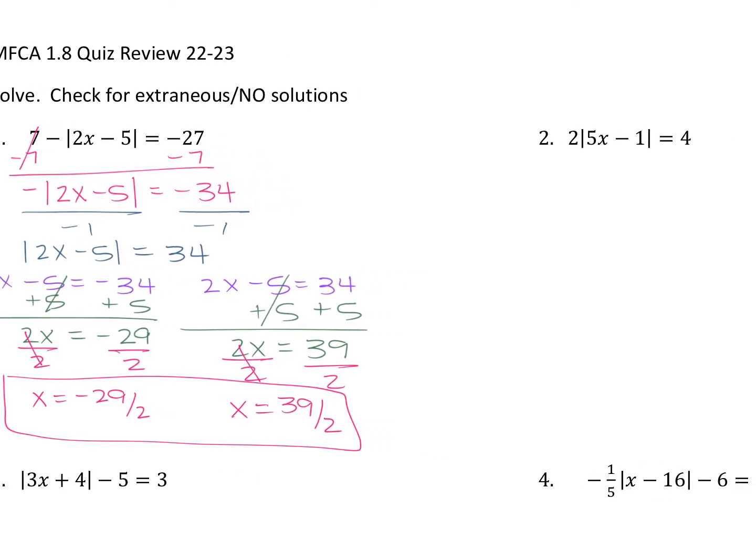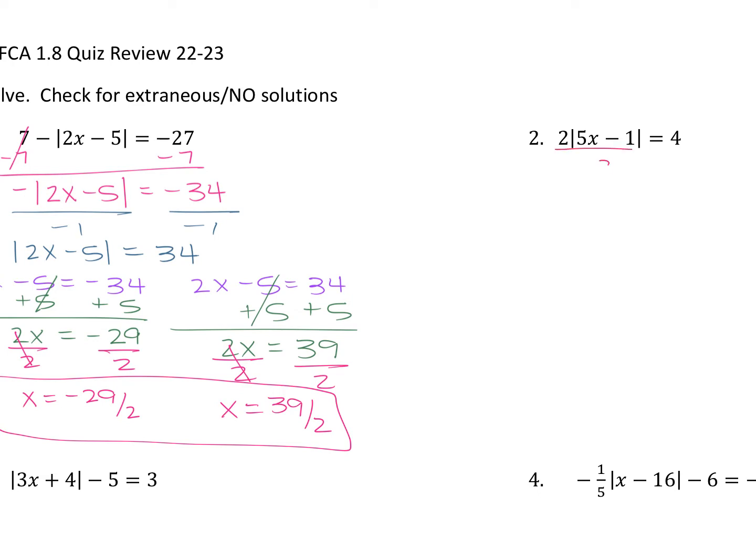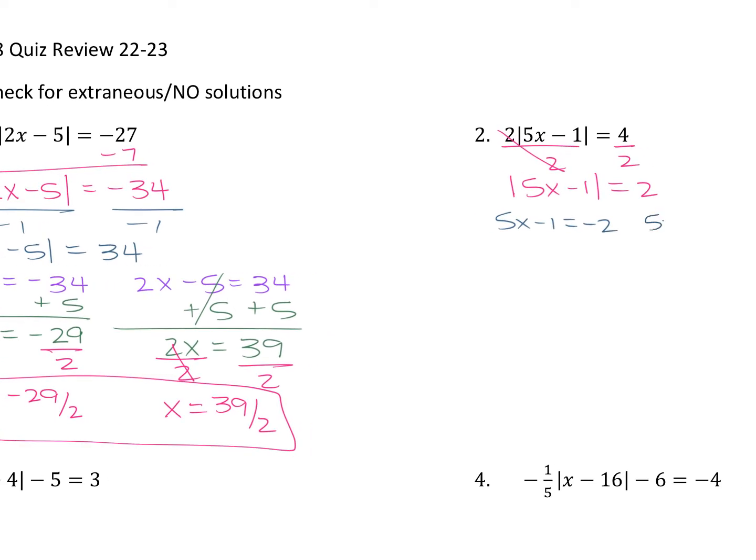For number 2, you're going to start this one by dividing each side by the 2. So that's going to give you the absolute value of 5x minus 1 is equal to 2. Your absolute value is isolated from here, so you're going to form two equations without the absolute value. So you're going to have 5x minus 1 is equal to negative 2, and 5x minus 1 is equal to positive 2. I'm going to work with the one on the left first, adding my 1 over to get 5x is equal to negative 1, and then divide each side by the 5. So x is equal to negative 1/5.